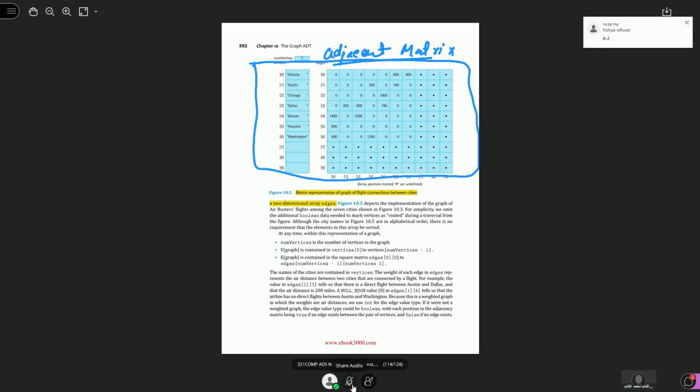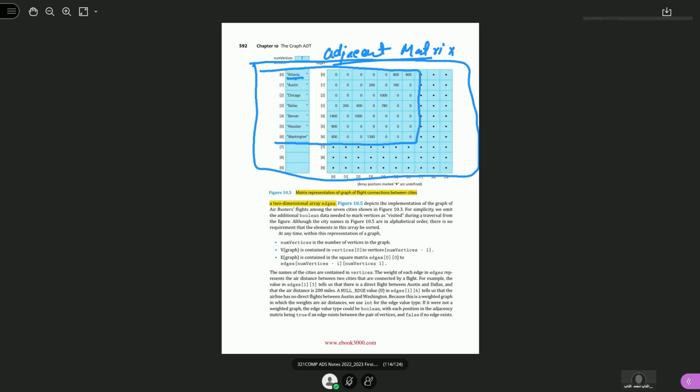First you write all the names in the order A to Z, okay? And then if there is a distance given, you write it directly. If not, just write 0, 0, 0. Up to here only in your book. Up to here it will work. No need to write this one.